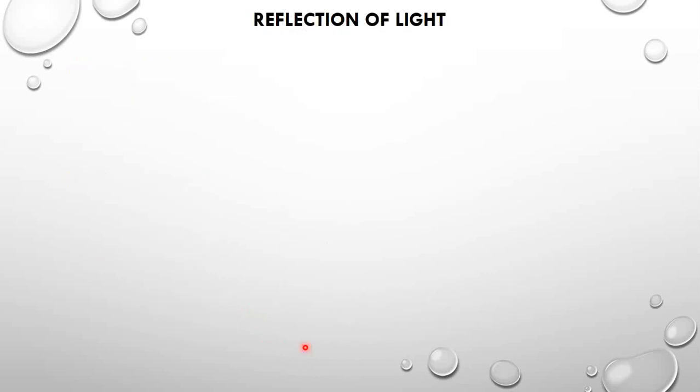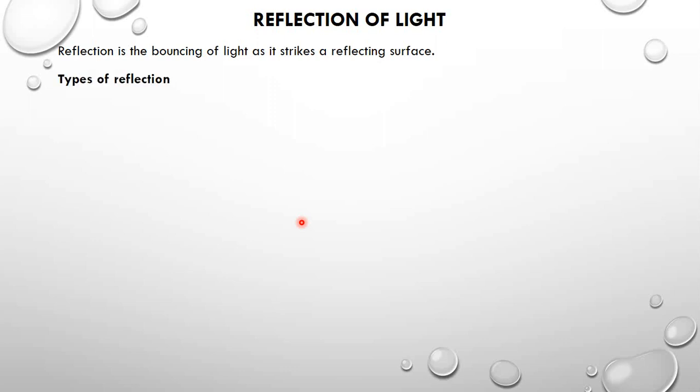Let us continue and look at reflection of light. Reflection of light is simply the bouncing of light rays as it strikes a reflecting surface. We have different types of reflection.